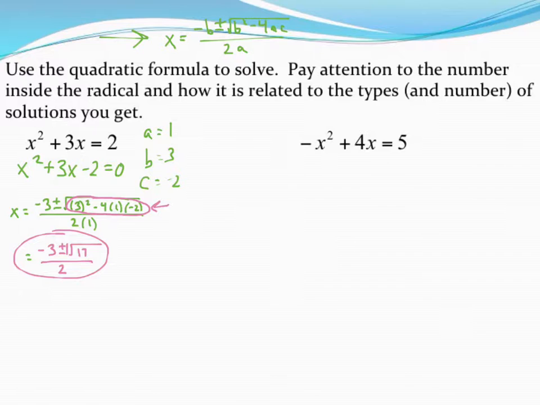Notice it is irrational. Square root of 17 is irrational. That's why the problem wouldn't have factored. But that still represents my solutions. If I were to graph this parabola, like we've talked about before, I would see two x-intercepts, and if I found those two x-intercepts, they'd be whatever the decimal version of this number is.